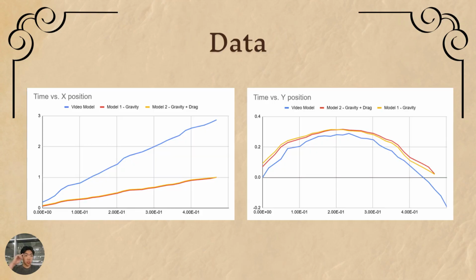So here's the data presentation. The blue line is the tracked data of our actual ball, x position and y position versus time. And then the yellow and red represent the computed models of trajectories.